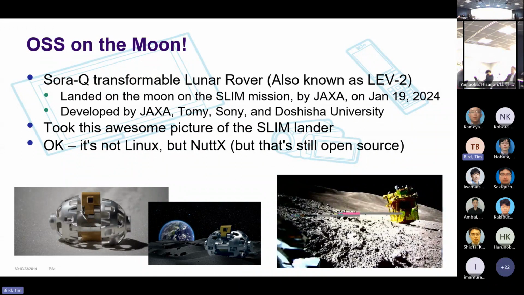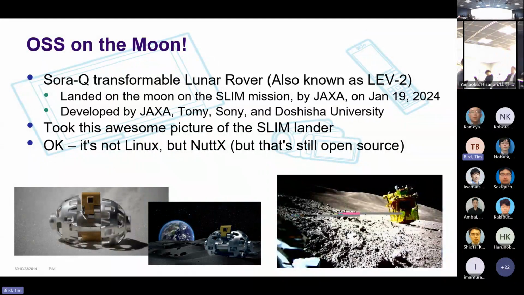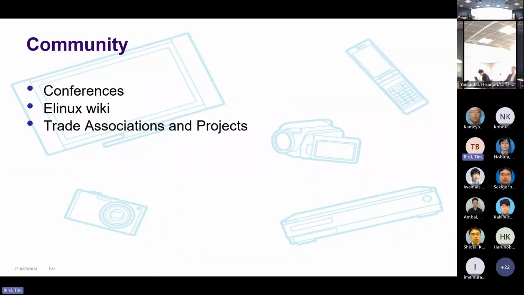But anyway, that was with a Sony camera, of course. Sony image sensor, but the main processor board on this was a board that Sony had done that was running NetX. So we've got open source up on the moon. And of course, after the lunar night, none of this stuff runs anymore. But Slim woke up, so that was pretty cool. Anyway, congratulations to everyone who worked on that. That's really cool. Again, I'm a space nut, so I watch this stuff.